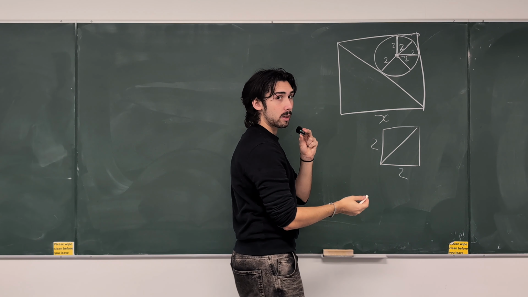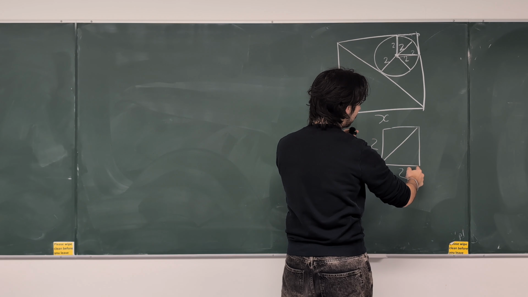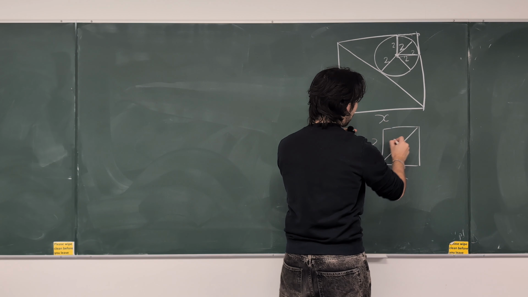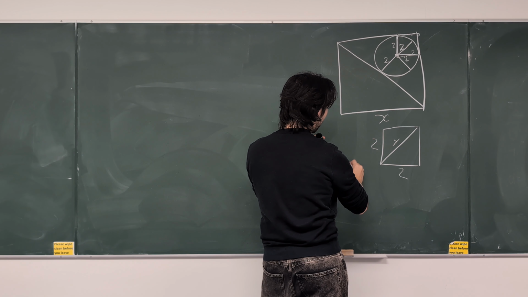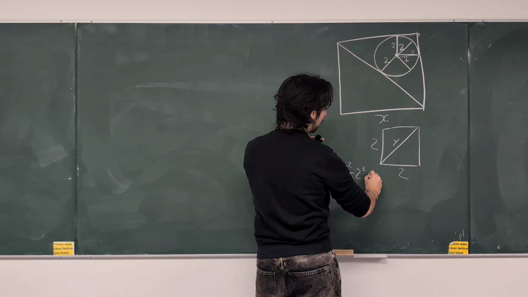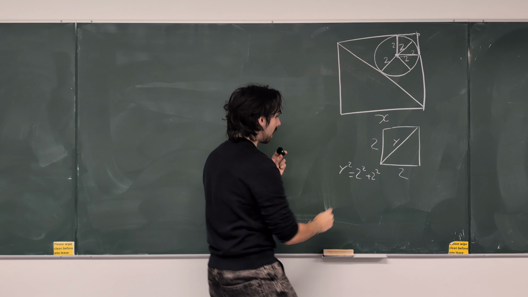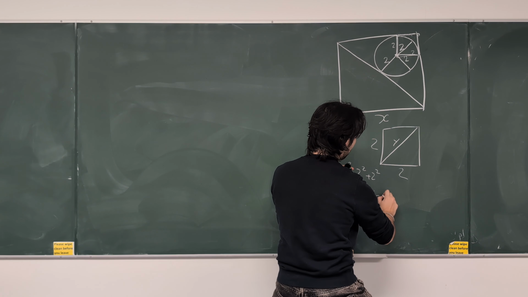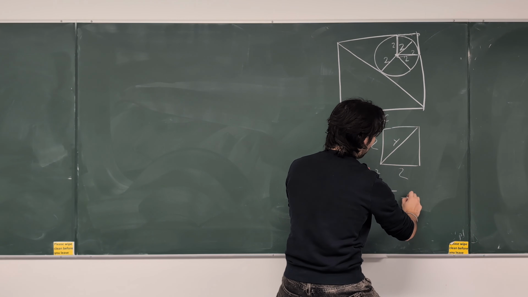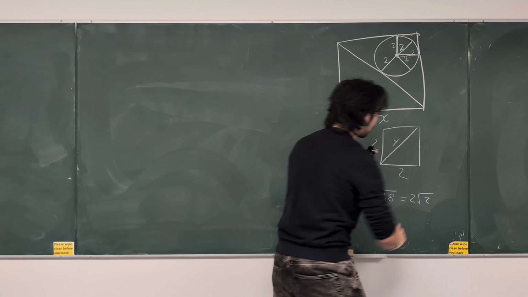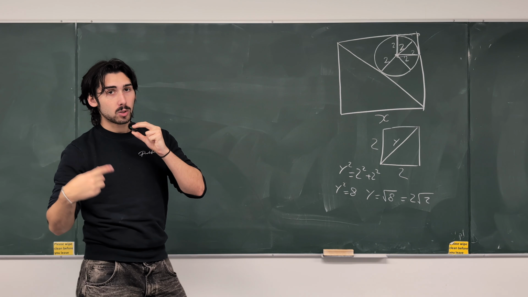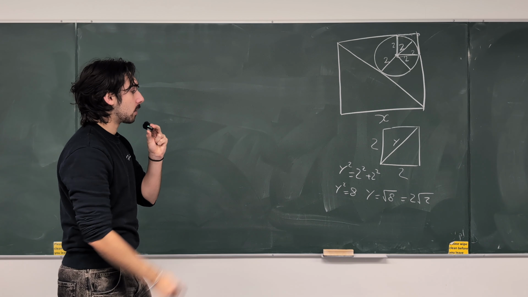Using Pythagoras, it's a triangle with a base of 2 and a height of 2. I'm trying to find the hypotenuse, so I'm going to call that y. We can see that y squared is 2 squared plus 2 squared. Hopefully we agree on that. That means that y squared is 8, meaning that y is the square root of 8, which is also 2 root 2. If you split it up, 8 is 2 times 4, so it's the square root of 2 times 4, so it's 2 times the square root of 2.